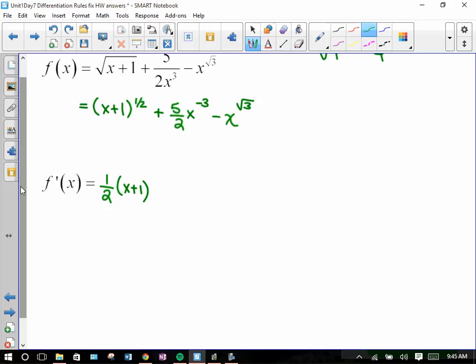Negative what? Negative 1/2. Alright? Plus 5 halves times negative 3. That's going to be negative 15 halves. Negative x is negative 3 minus 1, negative 4. Okay? Then we have minus x to the square root of 3. So we have a minus 1 here, we have a square root of 3. So minus 1 times the square root of 3 is going to be minus square root of 3.